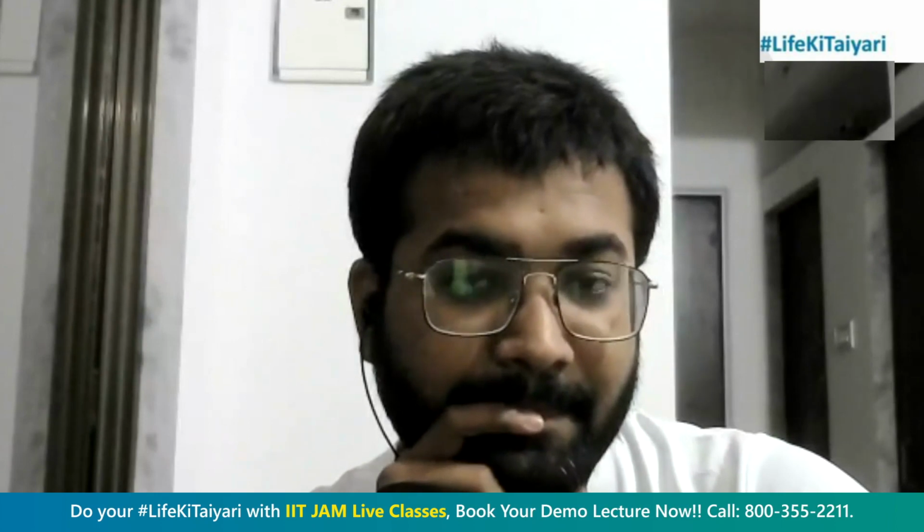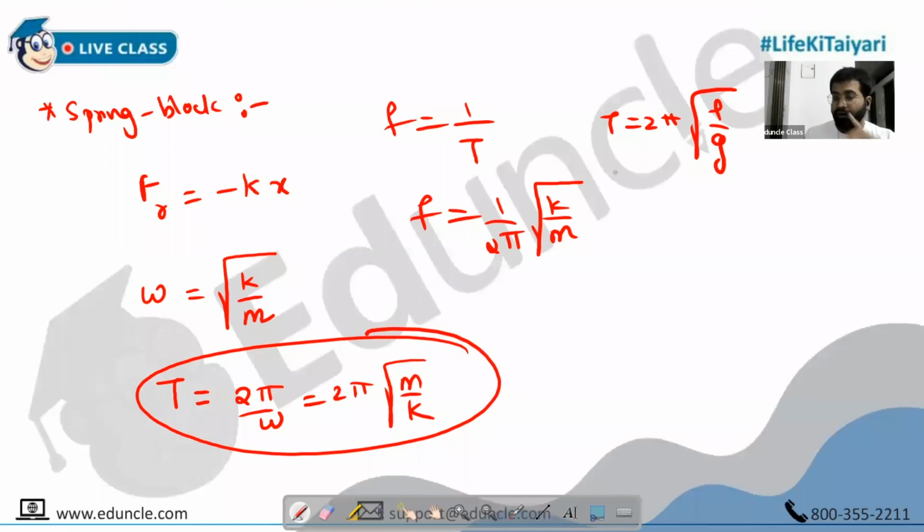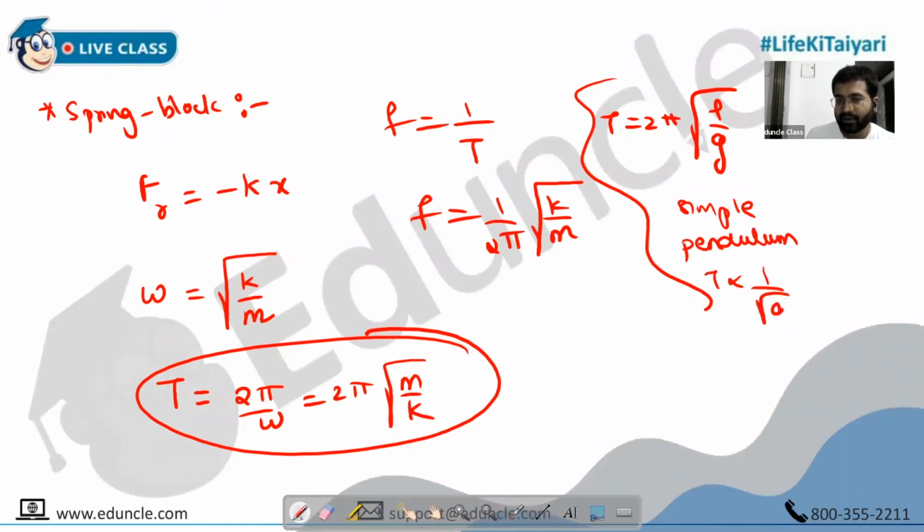Same, it depends on mass. Exactly. People, we are talking about a spring block system. Spring block system's time period is independent of gravity. Only for simple pendulum, it depends on gravity. Remember, this formula is for simple pendulum, and this depends on gravity. So here time period is under root of 1 by g.